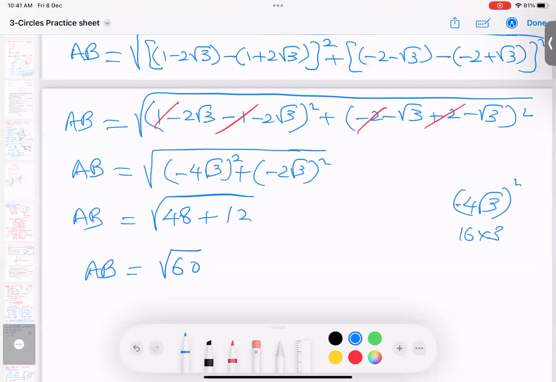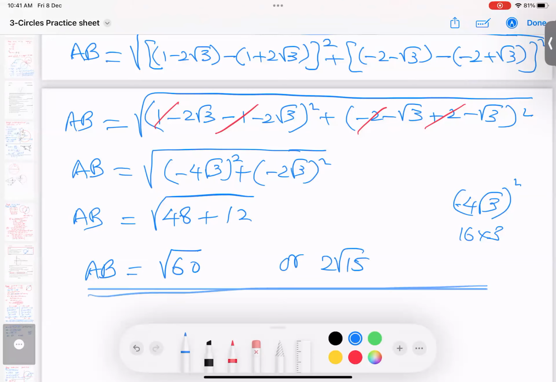Or we can write 60 root, or although he said that we can write 2 root 15, no problem at all. And he said a third form, but I think this is better. Okay, so both answers are acceptable. So let's go for the next part.